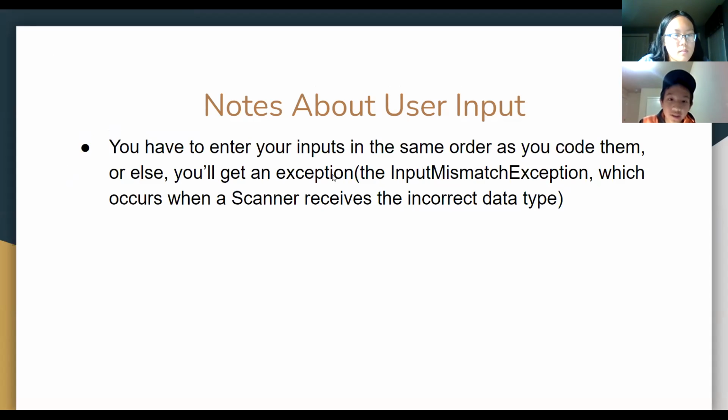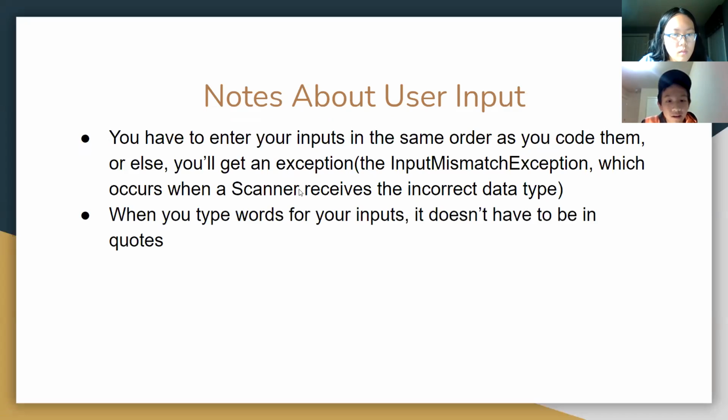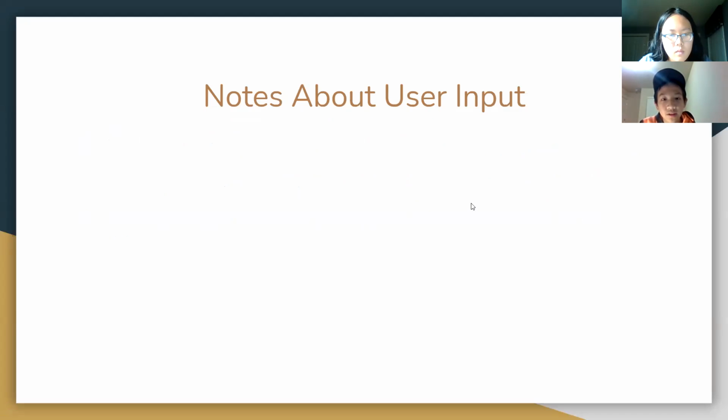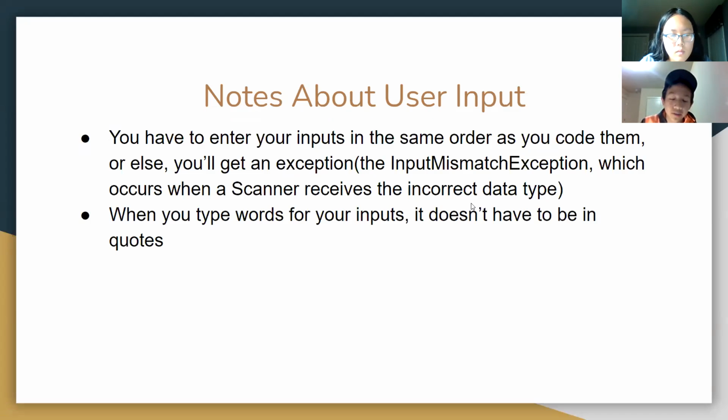But exception is just like an error, basically. And so how this occurs is like, let's say you said input.next in your program. And this means that the program is looking for an integer in what you input. But let's say you input like a letter or a string. Then since the program was looking for an integer, but you gave it a string, then the scanner receives the incorrect data type and you get this exception. When you type words for your inputs, it doesn't have to be in quotes. All right. Does everybody understand the exception concept?